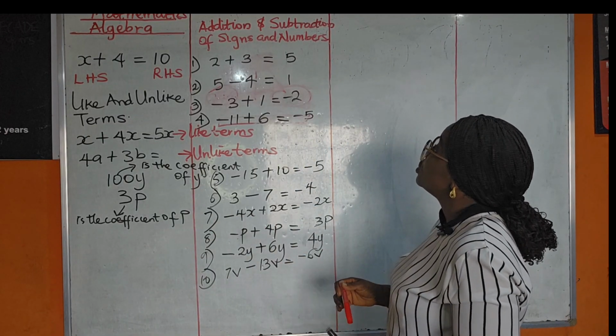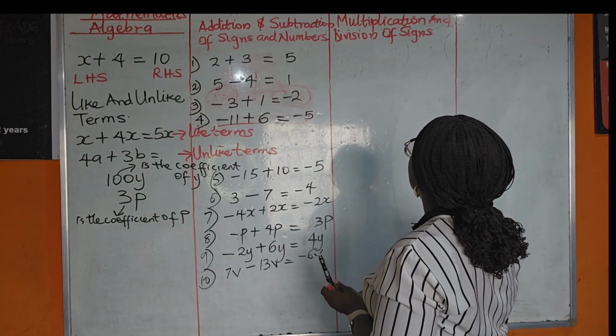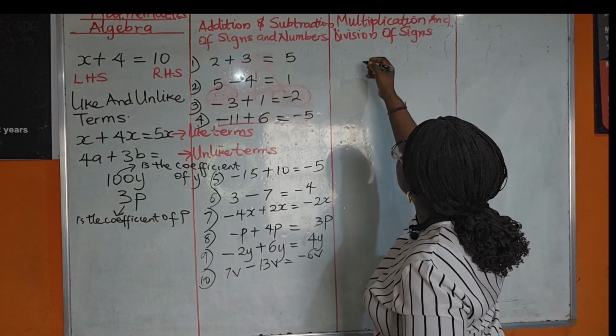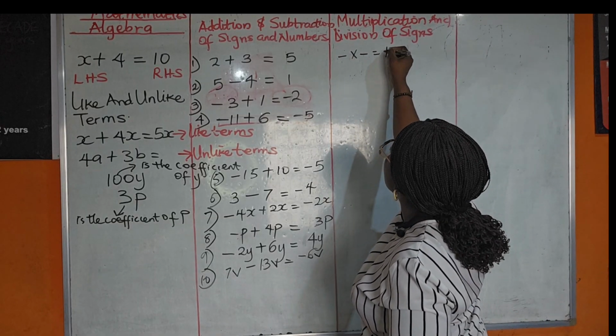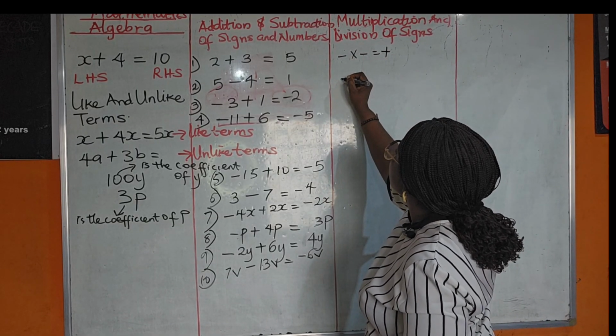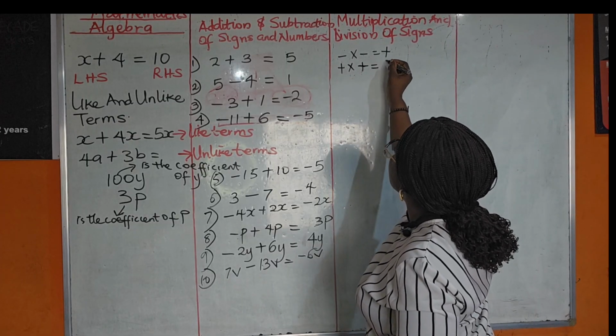So we're going to move into the next one, which is multiplication and division of signs. As a rule in algebra, we know that minus times minus is equal to plus. Plus times plus is equal to plus.